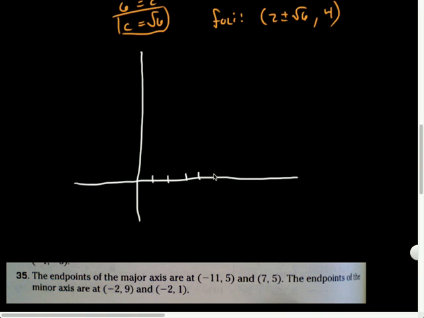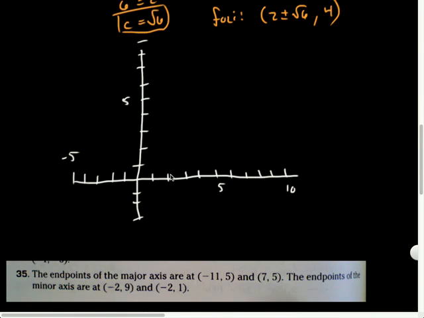1, 2, 3, 4, 5. 1, 2, 3, 4, 5. And 1, 2, 3, 4. That's good enough. 1, 2, 3, 4, 5. And hopefully this fits everything I need. So I've got a center at (2, 4). So over 2, up 4, right there.